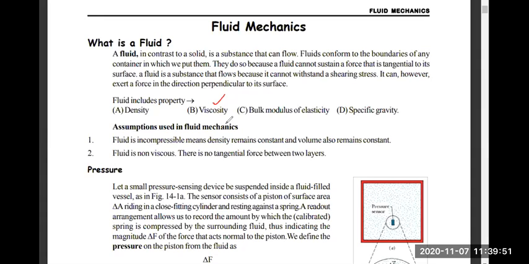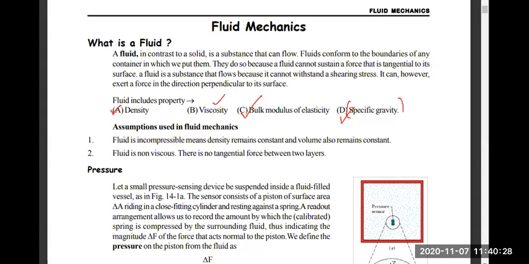Yes, the property which is associated with the flow of any object is called viscosity. Then density, surface tension. Then bulk modulus of elasticity, that we have studied. It is associated with pressure. Then specific gravity. Now, what is specific gravity? How many of you remember specific gravity? Specific gravity is relative density.